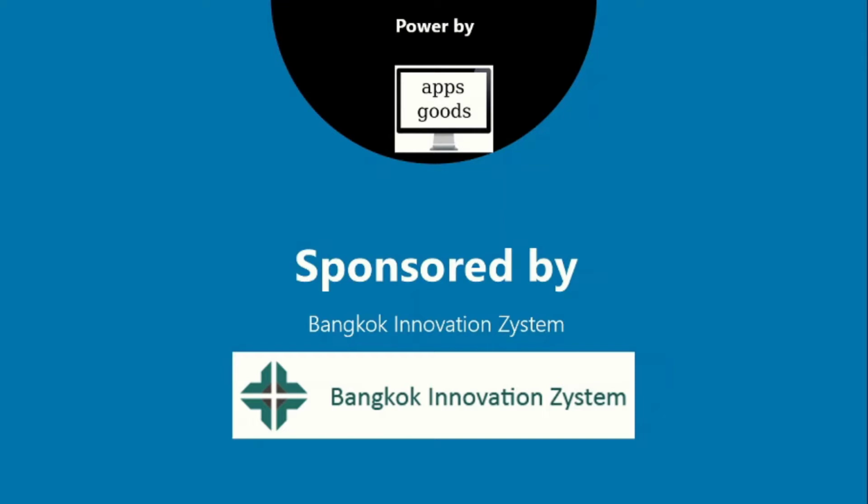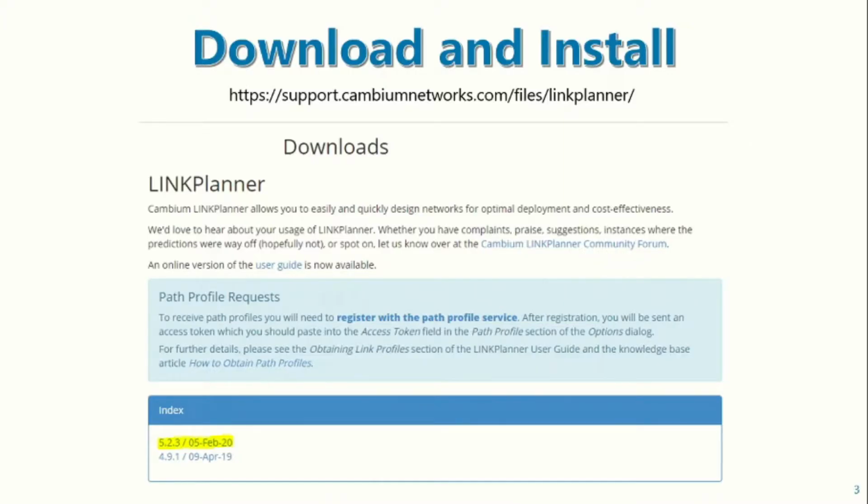Before downloading, we need to register on the Cambium website. It is not permitted to use a public email like Google or Hotmail, only an official company email. The download link is on the website; we can choose the installation set according to our operating system, select the latest version, and then install.